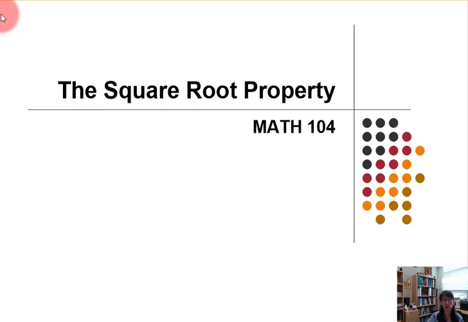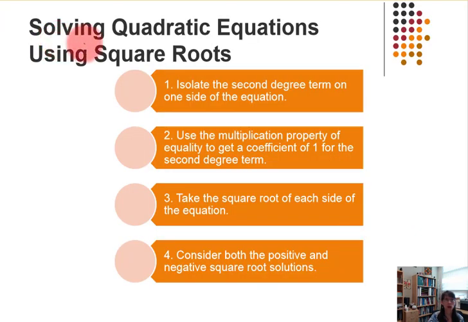Today we'll talk about the square root property. We're going to solve quadratic equations using square roots. In step 1, we need to isolate the second degree term on one side of the equation. We'll use the multiplication property of equality to get a coefficient of 1 for the second degree term.